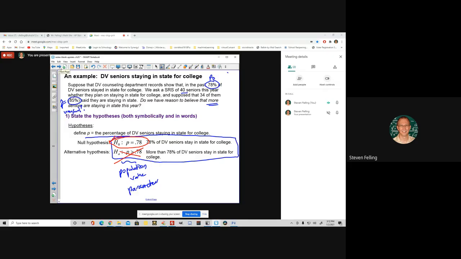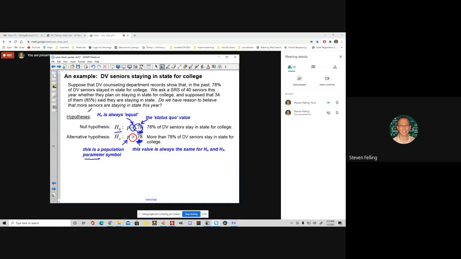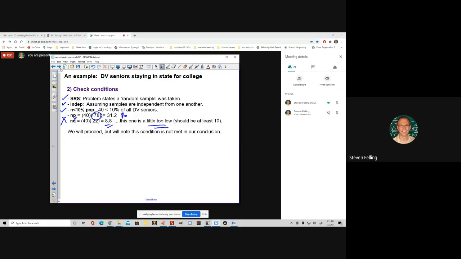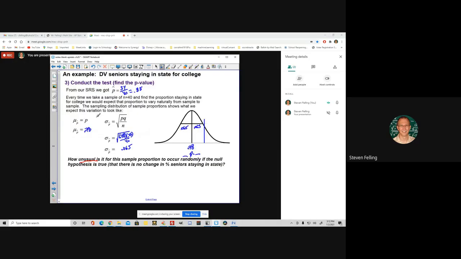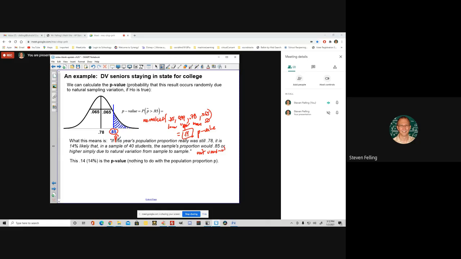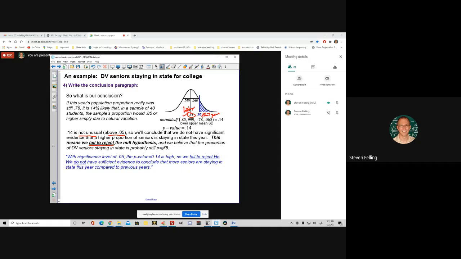We state the hypotheses. We check conditions to make sure that we can use a normal curve. Then we conduct the test by figuring out where the mean and standard deviation are for the model that models how these p-hats move around. And then we calculate the p-value by using the sample's value as a boundary and determining how unusual it would be to occur if the null hypothesis value was true. And then we use the p-value to either reject or not reject the null hypothesis to write the conclusion paragraph. That's it.